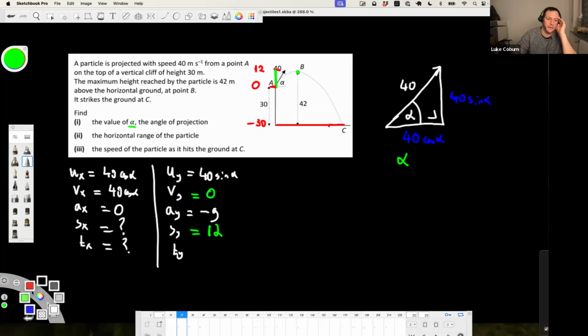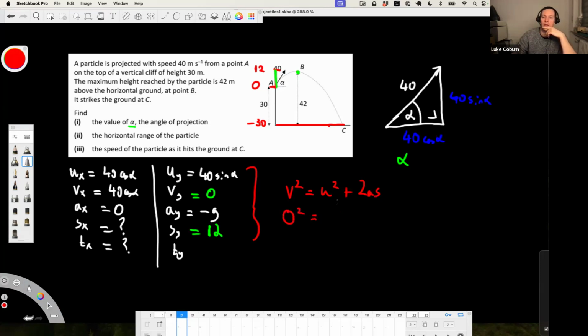And from this, I'm going to be able to say that, just take this stuff here. So what have I got? I've got u, v, a, and s. So I can use v squared is equal to u squared plus 2as. I'll see what I get there. So 0 squared is equal to 40 squared sine squared alpha.